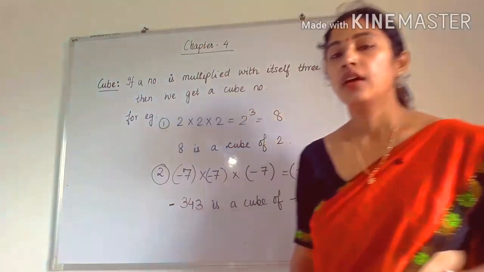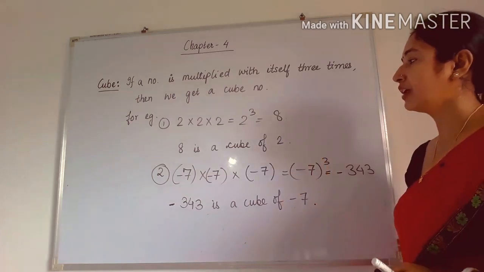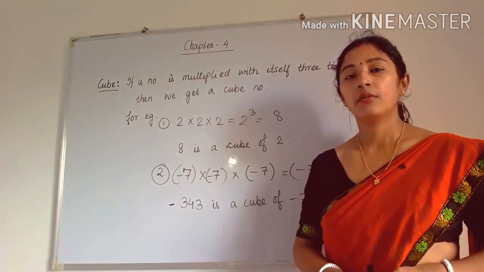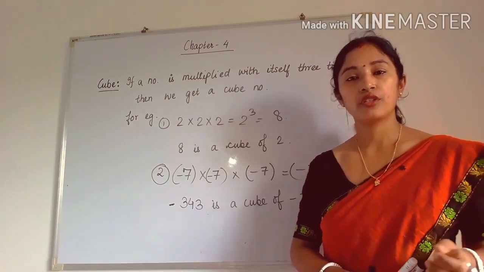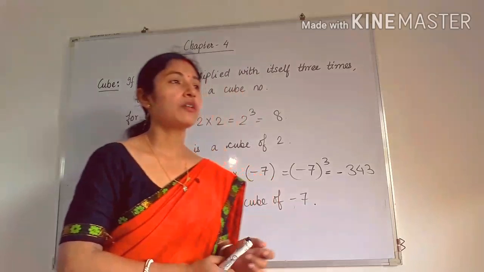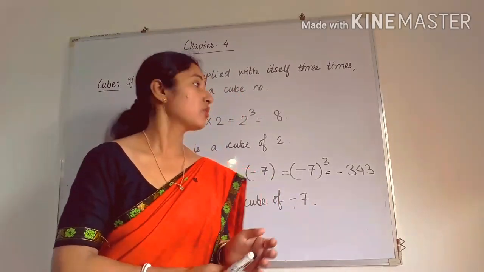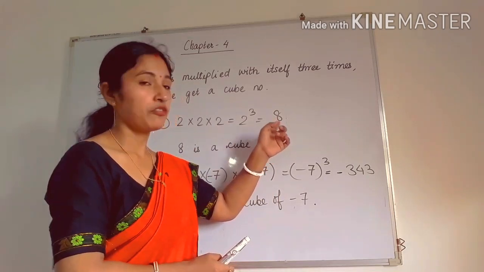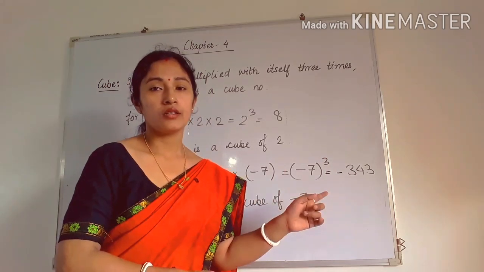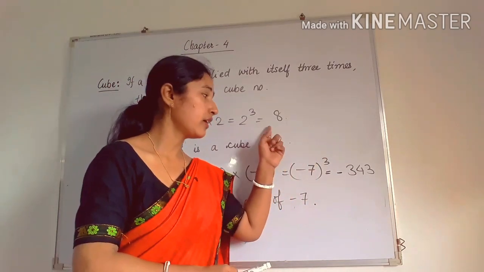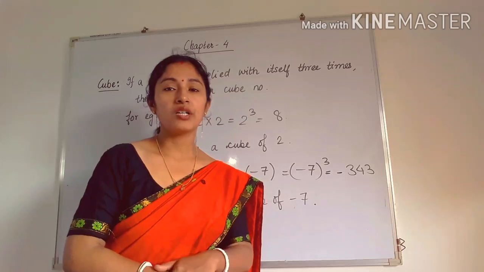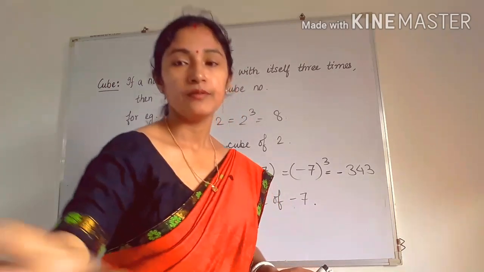One more thing is that these numbers, suppose 8. 8 is a perfect cube. Like we have already studied in square numbers also. For example, 4 is a square number, 25 is a square number. Like that, there we have studied perfect squares. So here also 8 is a perfect cube. Minus 343 is a perfect cube. This we will say as perfect cube, or we can say cubic number. Both are the same. We can say perfect cube or cubic number.